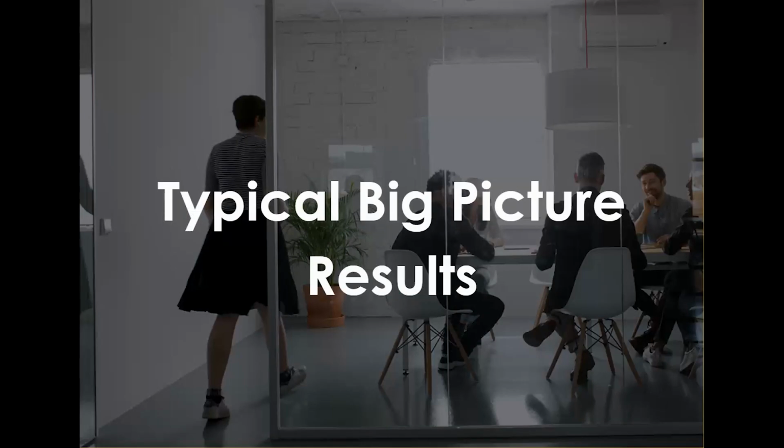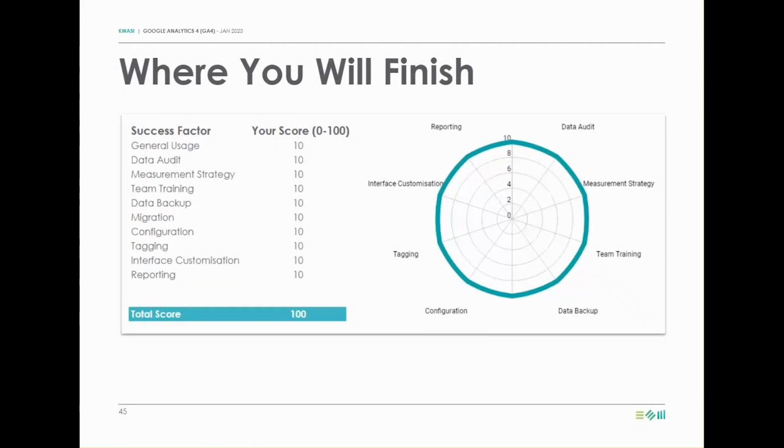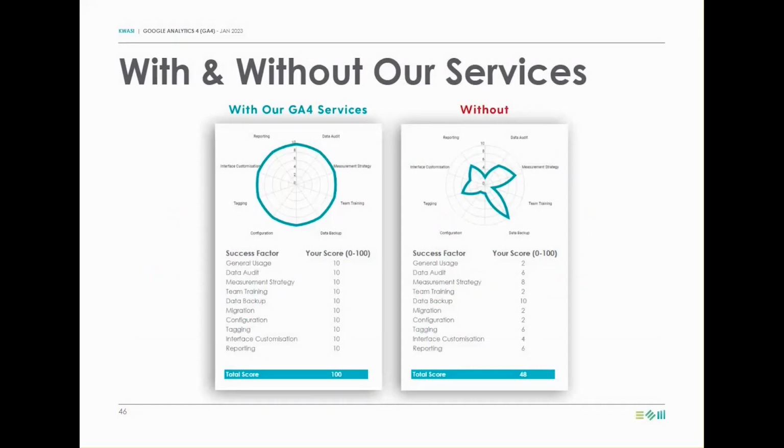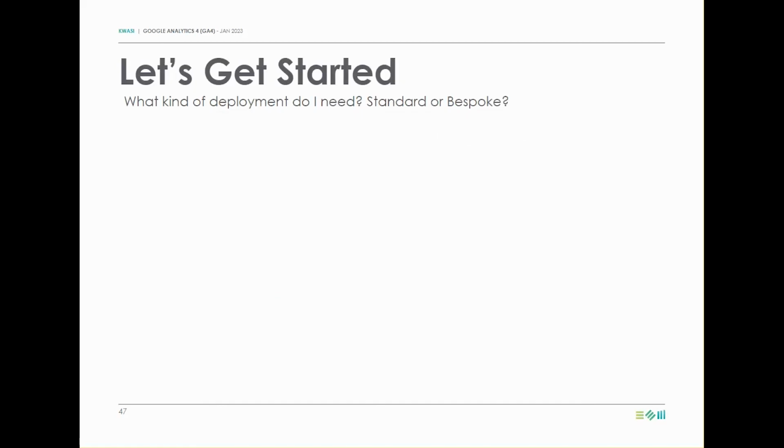So what will all this look like? Well, for one, you'll be fully set up with Google Analytics 4. This is what it will look like with and without our services. You'll be fully up and running. Getting started is easy. First, try and decide whether you need a standard or bespoke deployment. To help you understand the difference between a standard and bespoke deployment, we provided some pre-assessment considerations here.